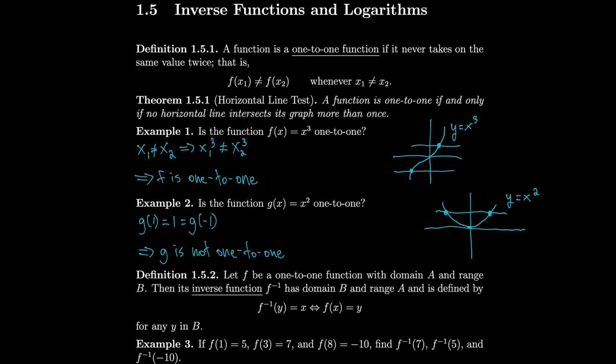Okay, so if f is a one-to-one function with domain A and range B, then its inverse function, f inverse, has domain B and range A and is defined by f inverse of y equals x if and only if f of x equals y. So the inverse basically just takes you backwards. Originally, for functions, we plug in an x value, we get a y value. For an inverse, we plug in a y value, and we get back the x value that would have gotten us that y value. So let's do an example.